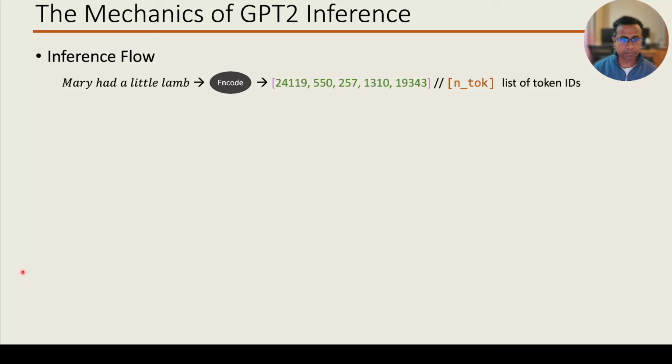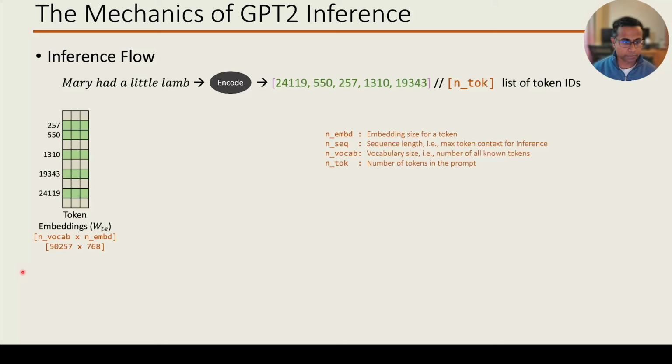For example, Mary is the 24,119th word in the dictionary, and if you go into our dictionary, which we call an embedding table, we will find the vector representation for Mary. Similarly, had is the 550th token in our dictionary, and if you look up that 550th position in the dictionary, you will find the vector representation for the word had. So we have the same number of tokens as the original prompt when we encode.